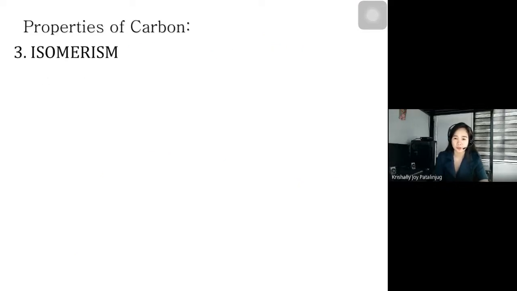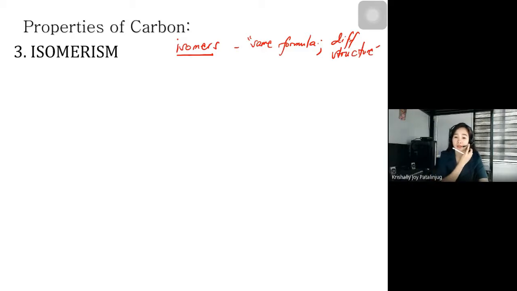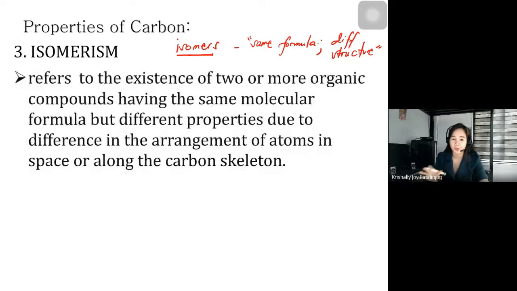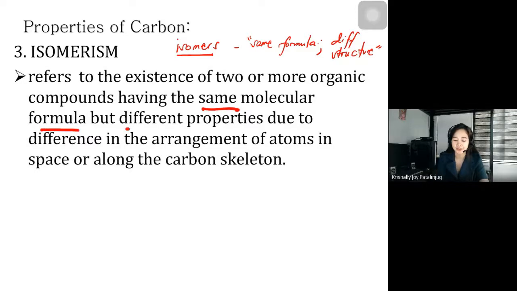And isomerism, which will be our topic for this afternoon, is also one of the properties of carbon. From the word isomer, many times the term isomer was mentioned. When it is an isomer, same formula, but they differ in structure. Remember that. Isomerism is the phenomenon, the existence of two or more molecules having the same formula but different structure. When the structure of the molecule is different, automatically they are different molecules.